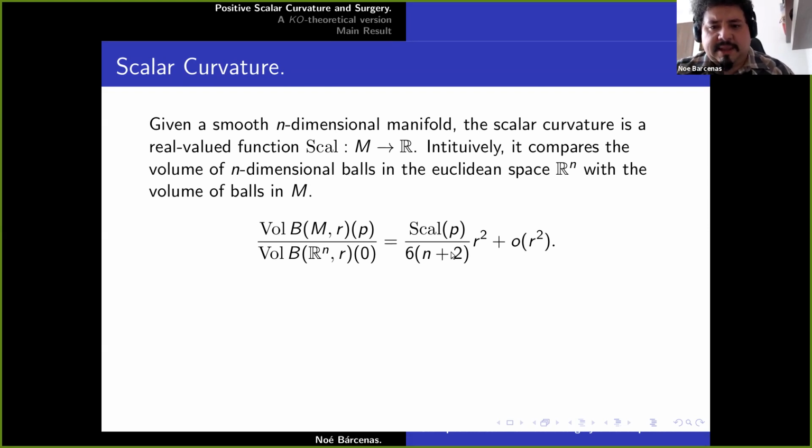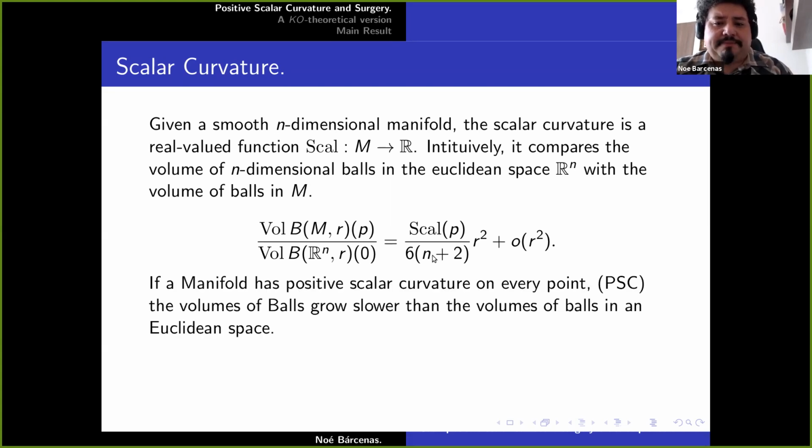So this is a function on the manifold, and if a manifold has a positive scalar curvature at every point, which we are going to abbreviate as PSC, or having a PSC metric, then the volumes of Riemannian balls grow slower than the volumes of balls in Euclidean space.